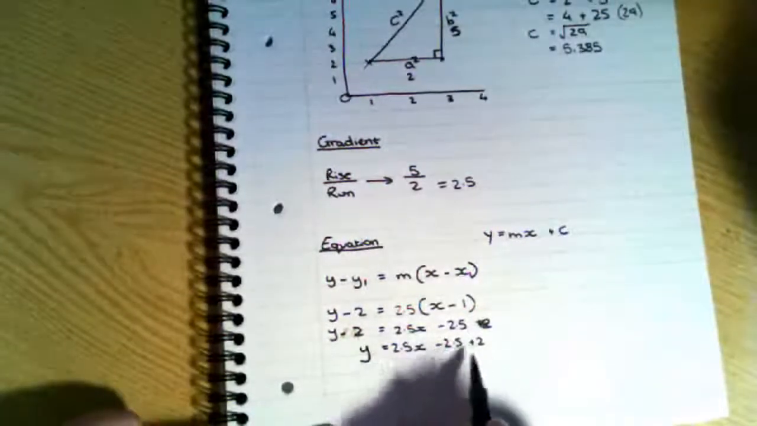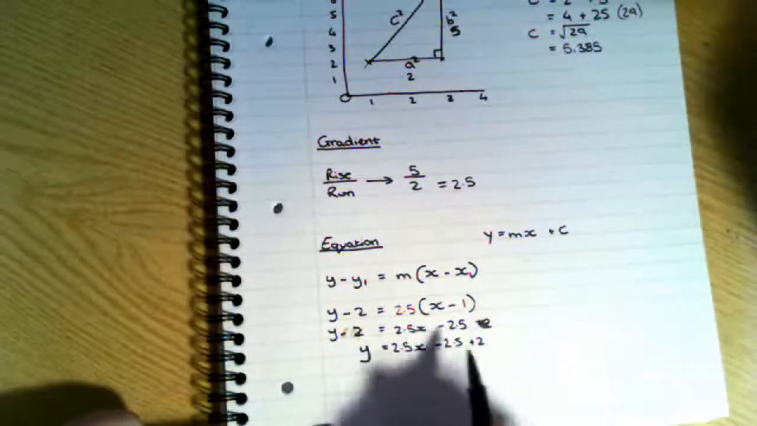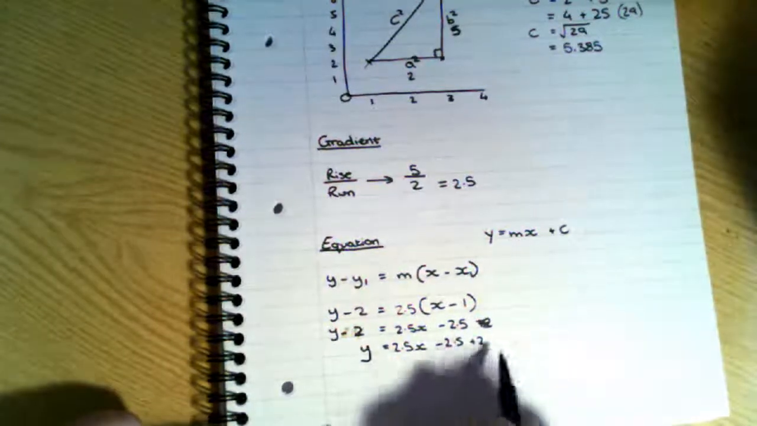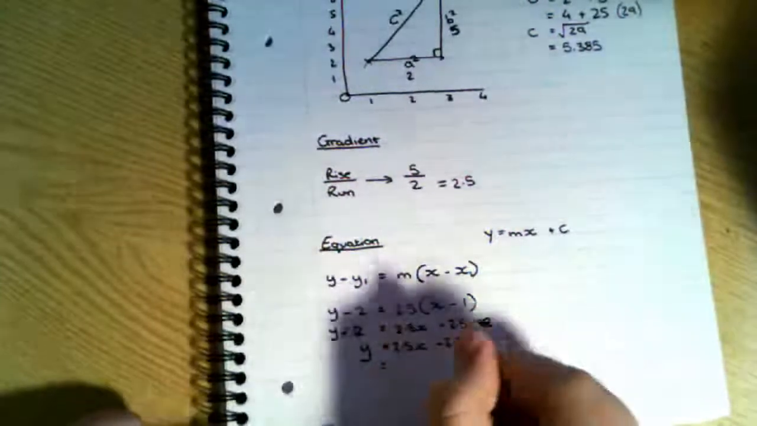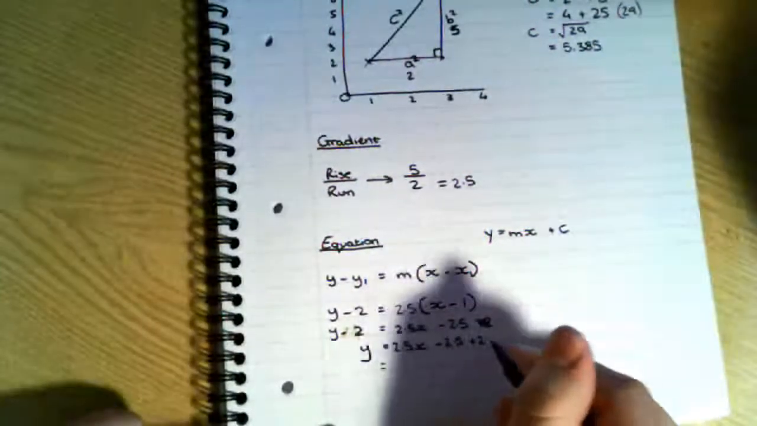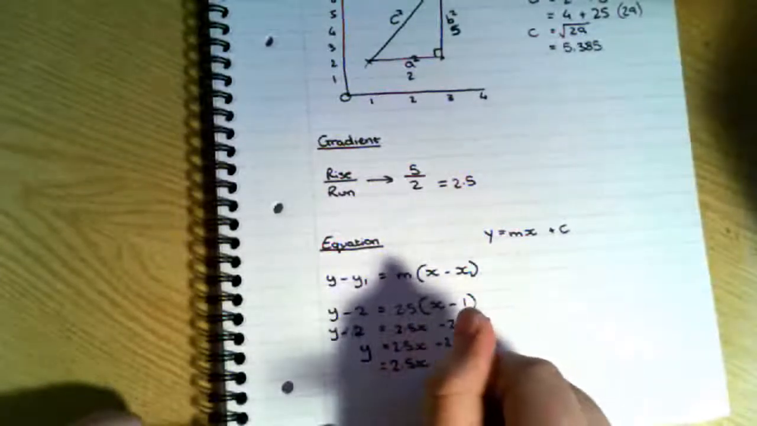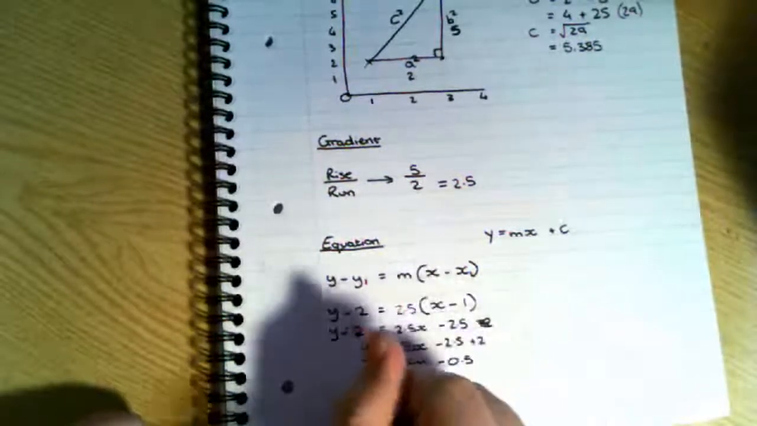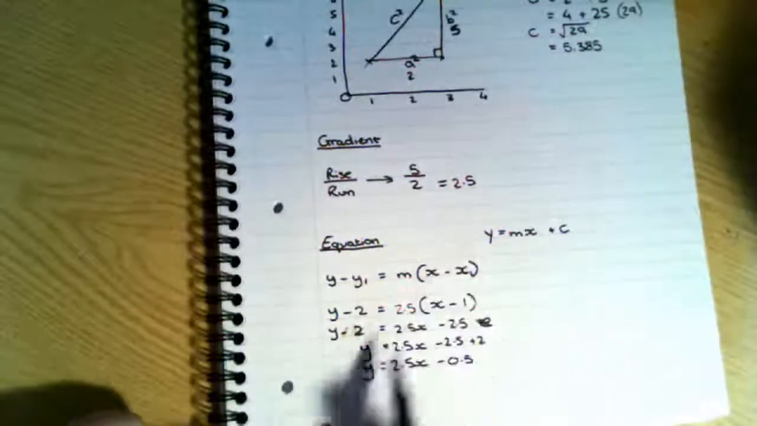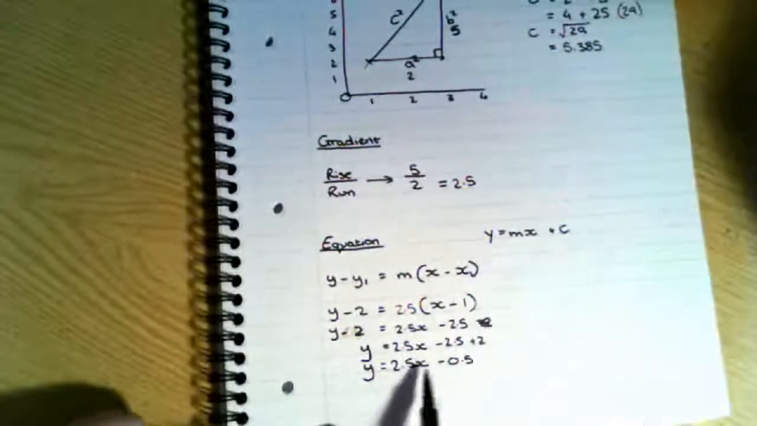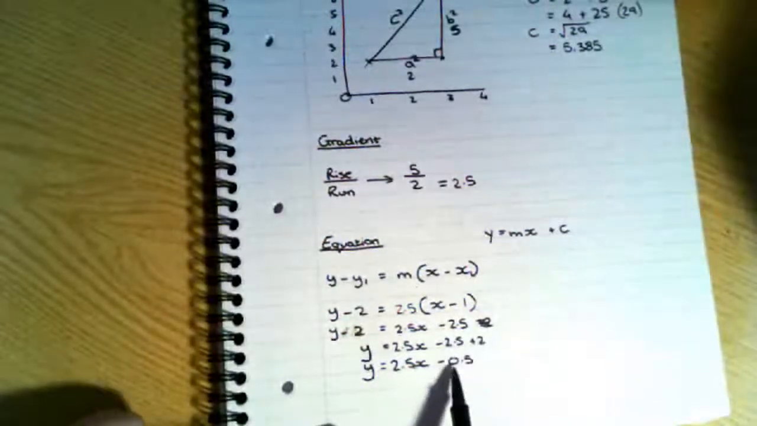And you can see these two numbers are similar. They're both whole numbers, and you can subtract them or add them together, whichever way you want to look at it, which will leave you with 0.5. So minus 2.5, add 2 is minus 0.5. So y equals 2.5x minus 0.5. And there you go. That's how you work it out. You have y, your gradient, x, and the constant, the intercept, which is where it crosses through.